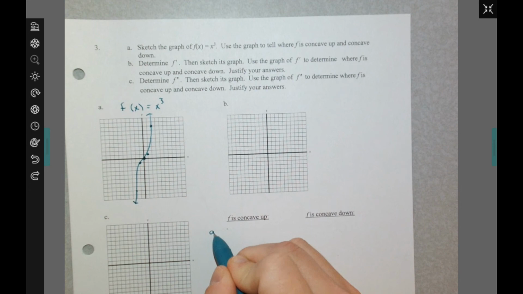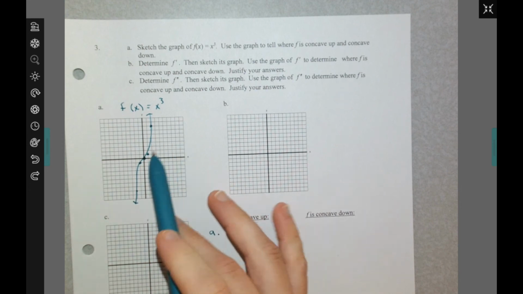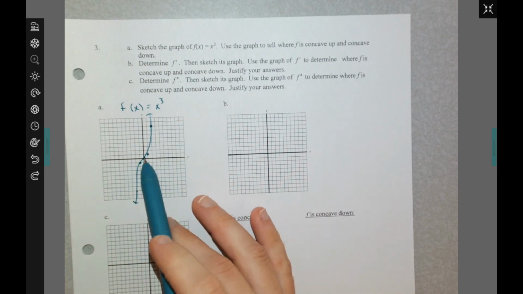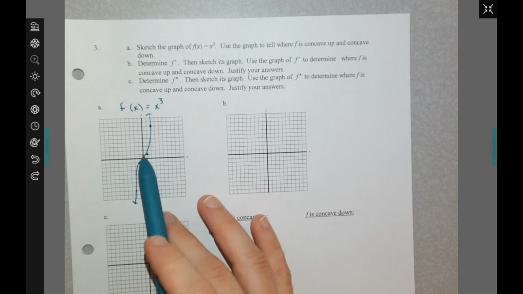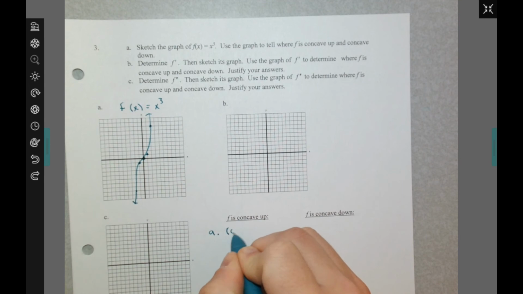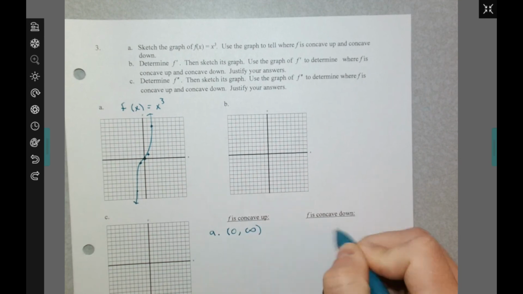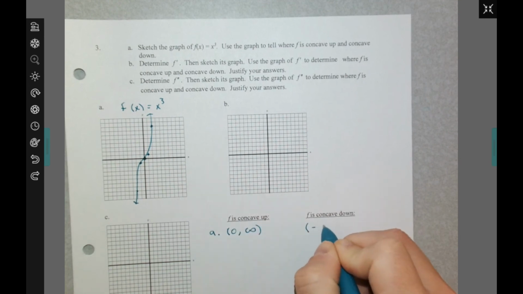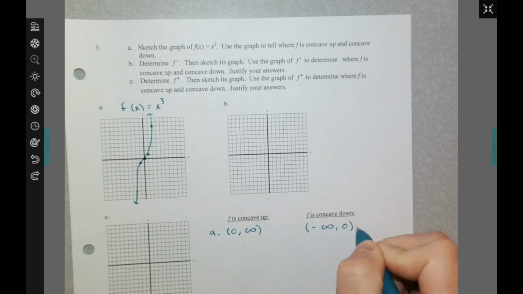So A, when are we opening up? And this one you can tell kind of. The key point, the inflection point, which we're going to get to in a second, is at 0. So we're concave up from 0 to infinity. We're concave down from negative infinity to 0.